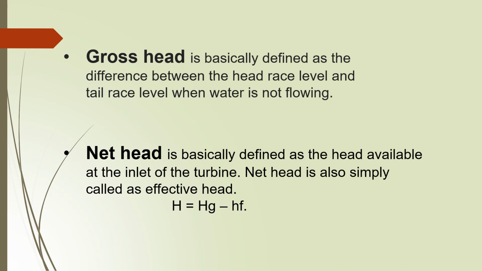Gross head is defined as the difference between the head race level and the tail race level when the water is not flowing. And net head is defined as the head available at the inlet of the turbine. Net head is also called the effective head. It is given by the difference between gross head and the loss of head. Therefore, H is equal to Hg minus Hf.